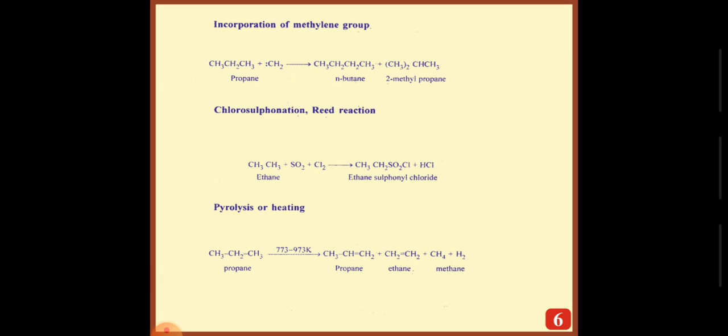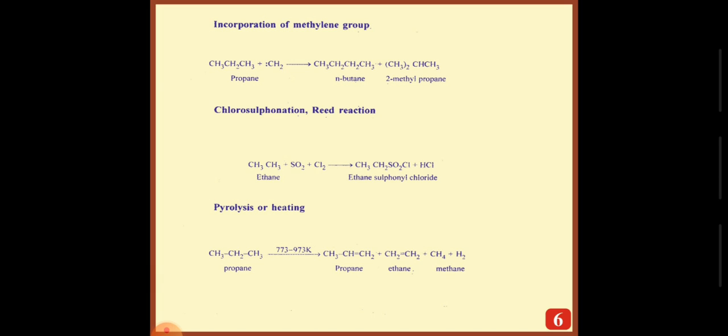Next is chlorosulfonation, or we can say Reed reaction. Alkane reacts with sulfur dioxide and chlorine in the presence of UV light to form alkane sulfonyl chloride. In this reaction, the hydrogen atom of alkane is substituted by the sulfonyl chloride group, that is SO2Cl. Ethane on reaction with SO2 and Cl2 leads to the formation of ethane sulfonyl chloride and HCl.